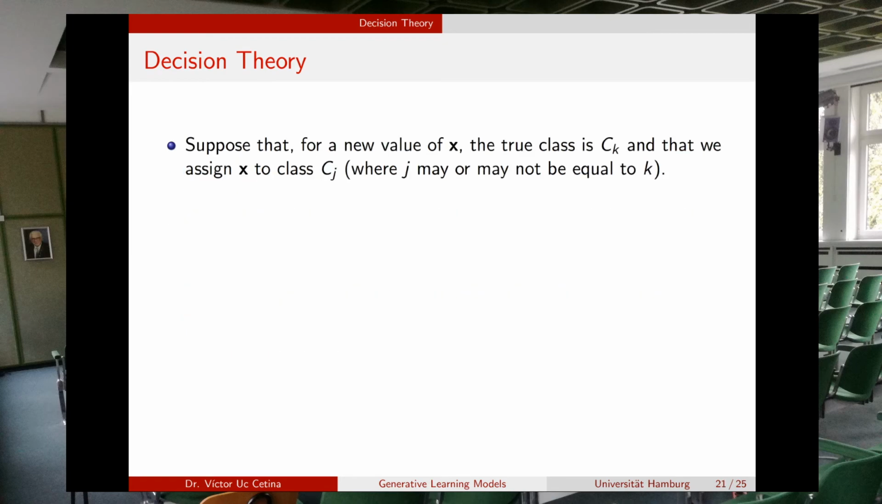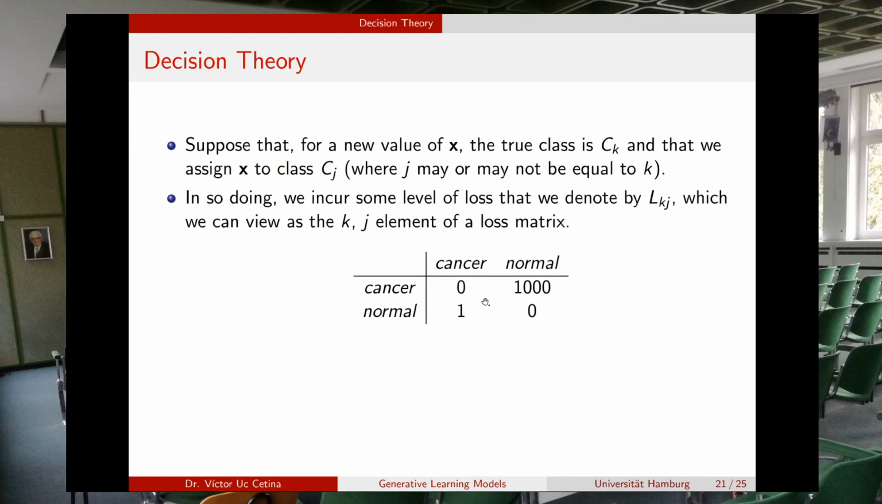The way you do that is using a matrix like this one. Here what you're saying is, if a patient that has cancer is classified as having cancer, then that is correct, so you don't need to pay any loss. You don't have any loss here because you did it correctly. Also, if your patient is healthy and you classify the patient as healthy, then also you did it correctly and you don't have any loss.